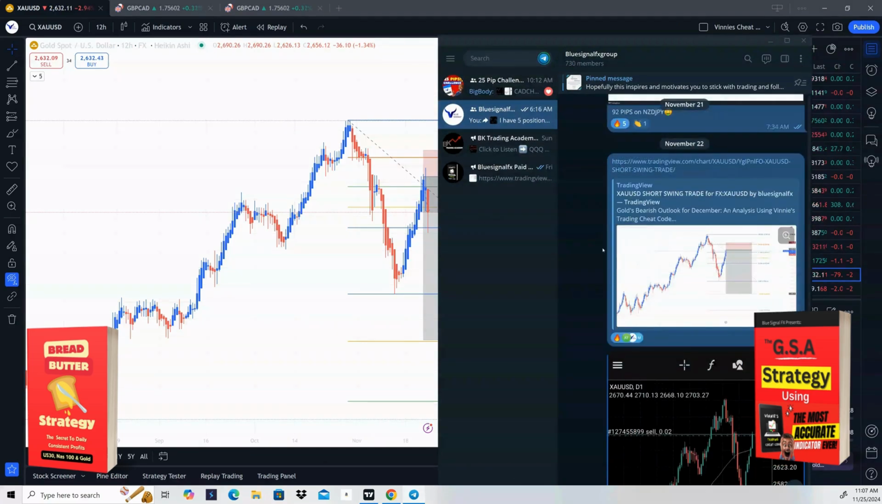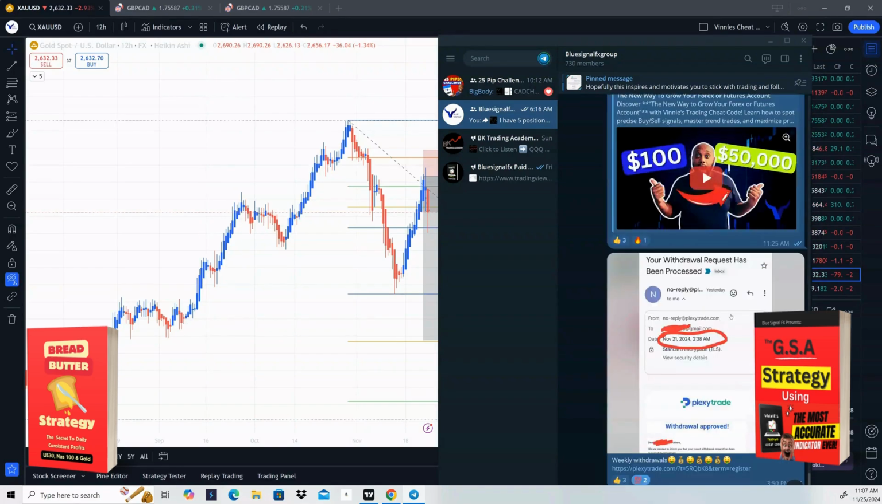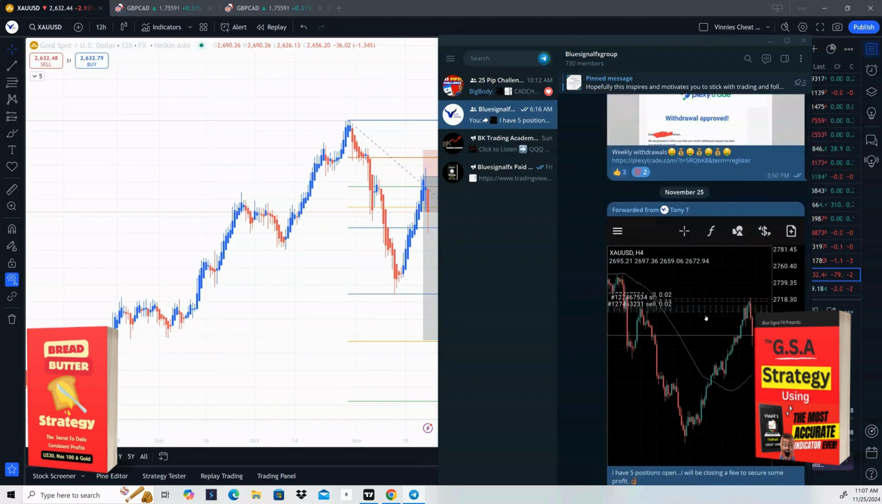And here in our Telegram group, I had put this trade idea here for a gold swing trade. I took a small position just to show everybody that the indicator truly works here on Friday. And now, here are some of my current positions. I opened up about 5 positions, took some profit, and we're going to see how far gold has dropped since then.